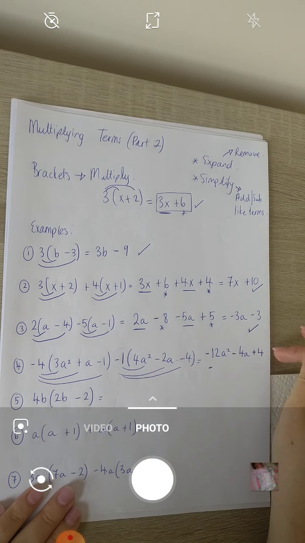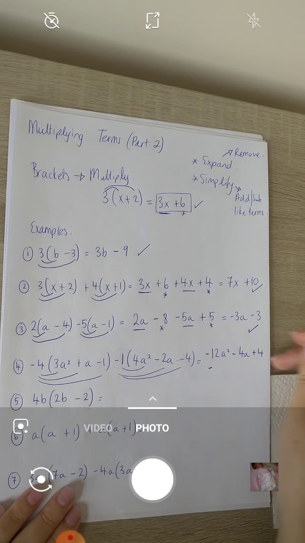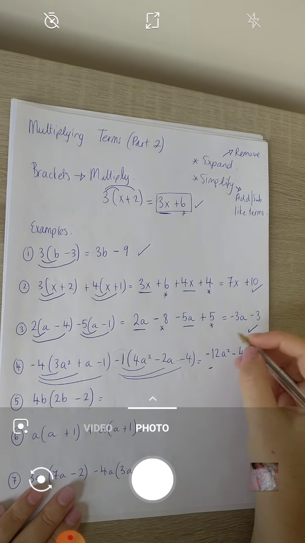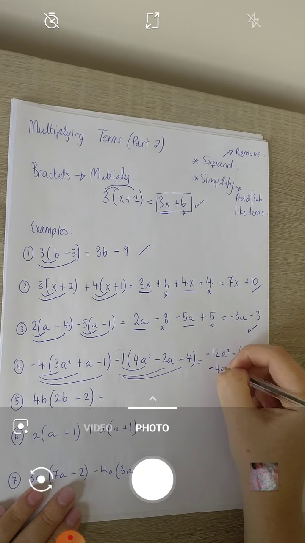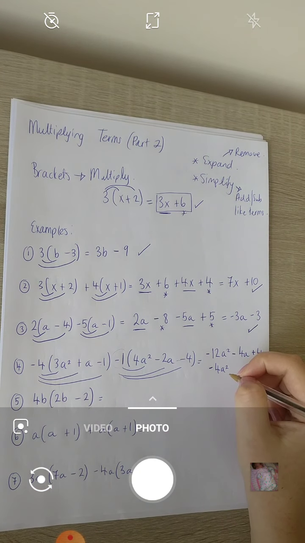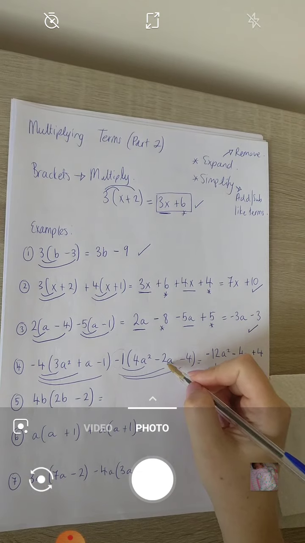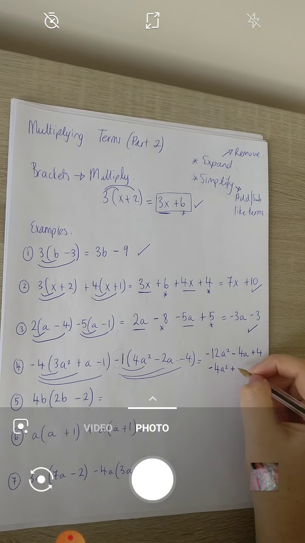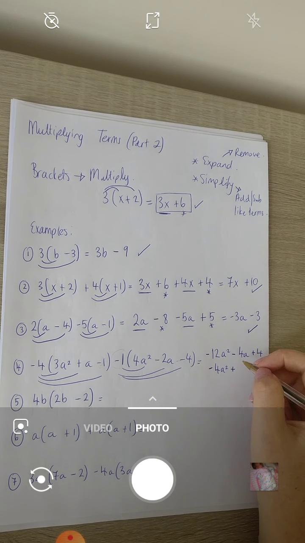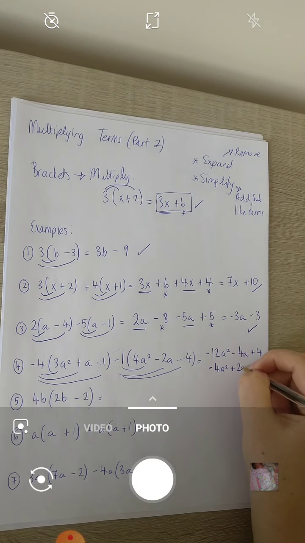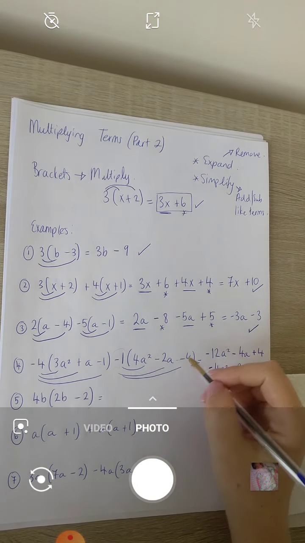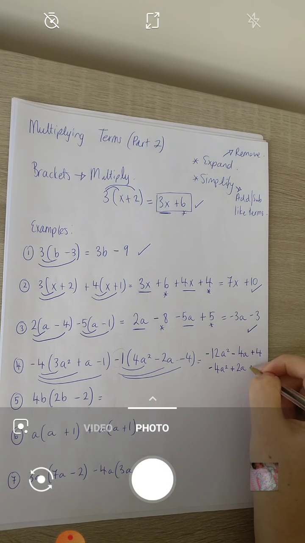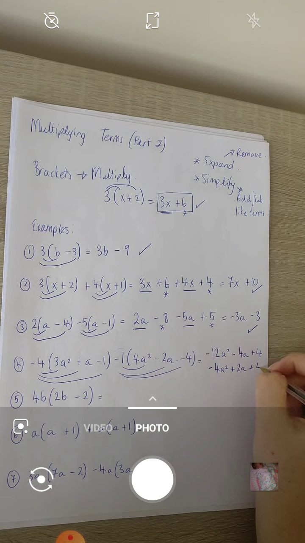Okay, and I'm actually continuing here. I just don't have enough space. Okay, so minus 1 by 4a squared is minus 4a squared. Minus 1 by minus 2a, minus by a minus is plus, and 1 by 2a is just 2a. And then minus 1 by minus 4, again we've minus by a minus is plus, and 1 by 4 is 4.